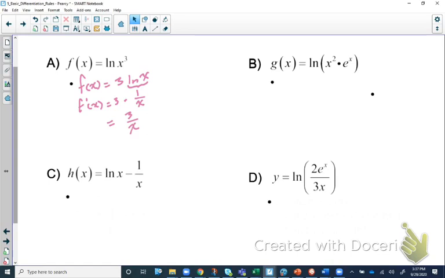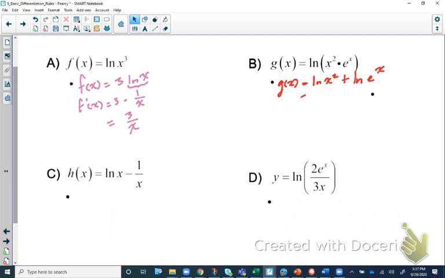Moving on to example B. Here again I'm going to use the properties of logarithms a little bit, and I'm going to separate the product that's inside of the parentheses. I should actually write my function, g of x is equal to the natural log of x squared plus the natural log of e to the x power.